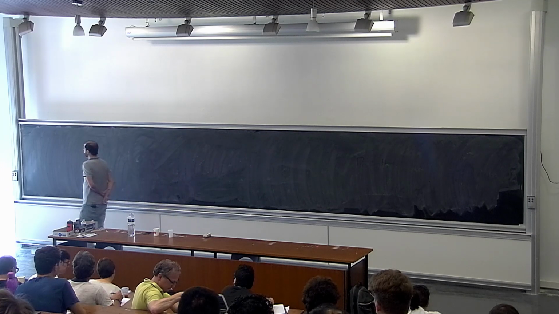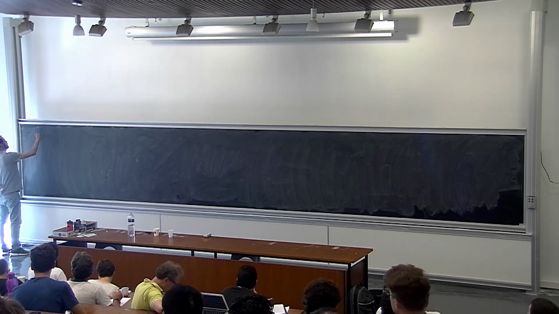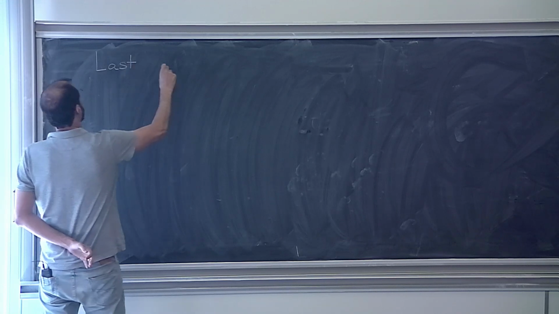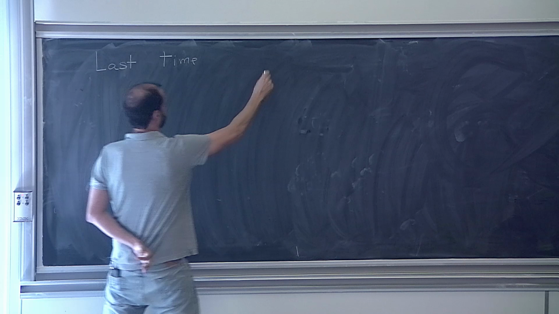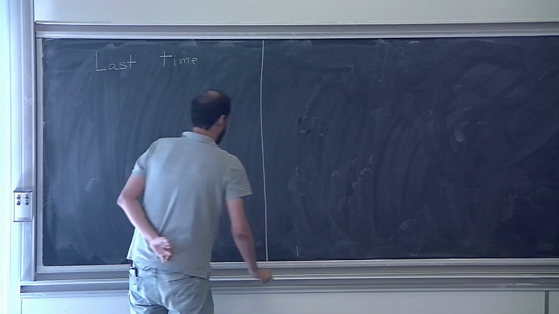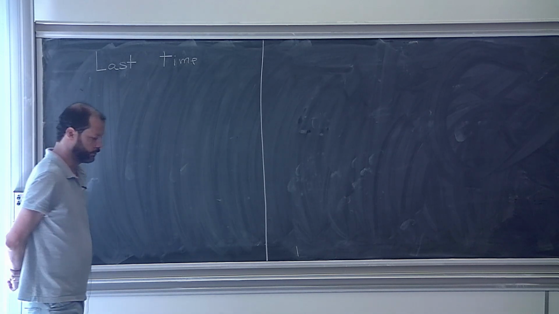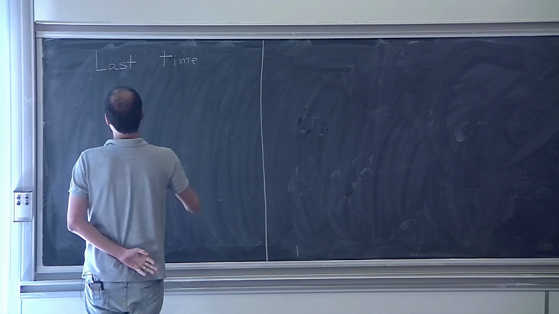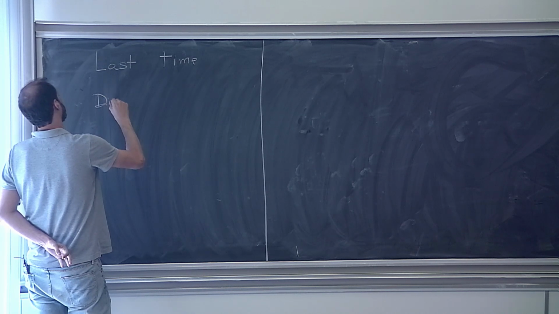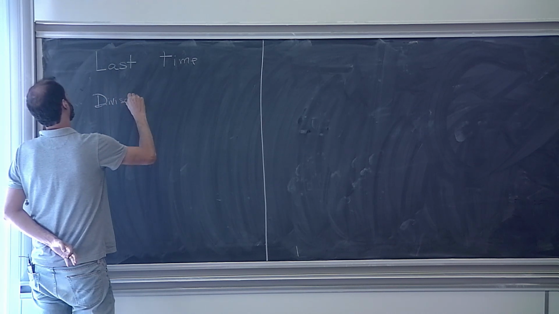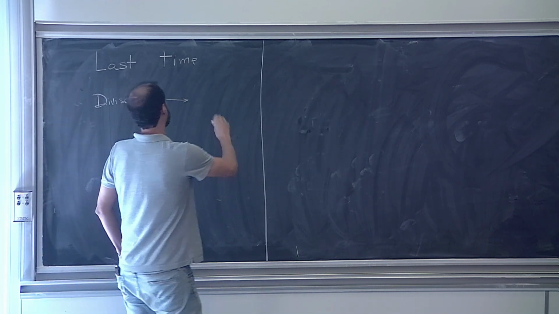So let me recall some of the points we tried to make last time. So we essentially showed that we have sufficiently many divisors. We could produce logarithmic forms.